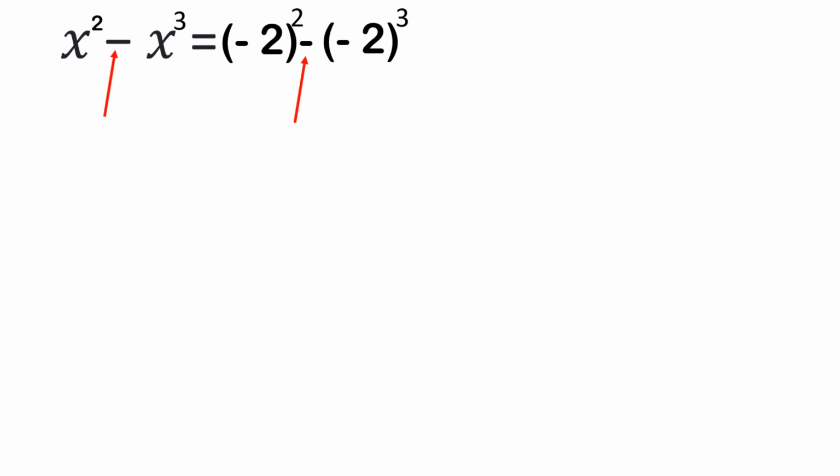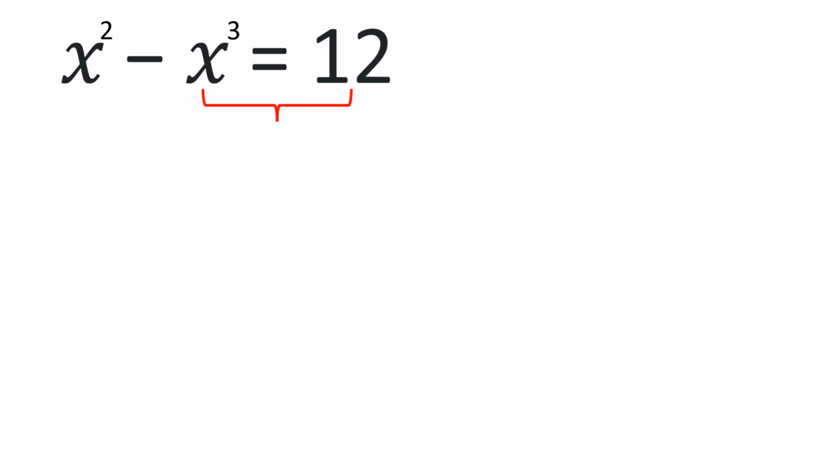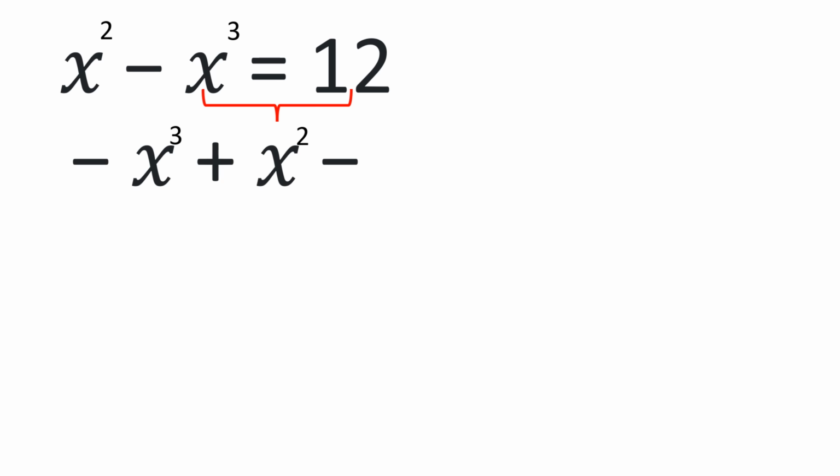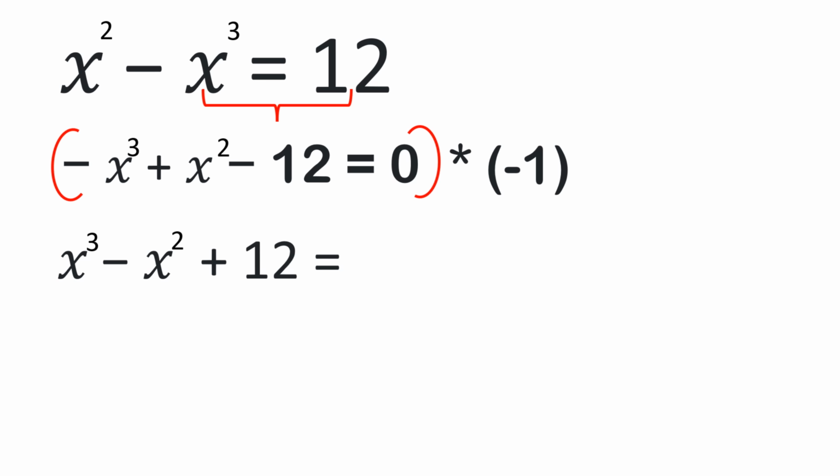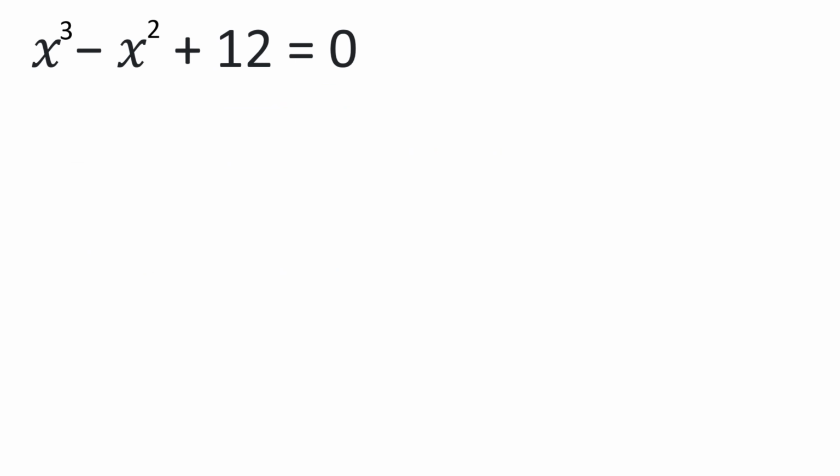Now, in order to find the other two roots, we will factorize this equation. For that, first take this 12 on the left-hand side and rearrange this equation to make it minus x cubed plus x squared minus 12 equals 0. Or multiply both sides by minus 1 to get x cubed minus x squared plus 12 equals 0. Now, because one of the roots is negative 2, we will factorize it using x plus 2.